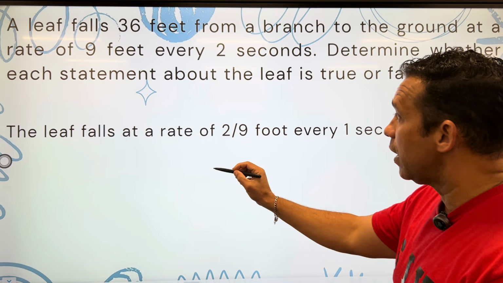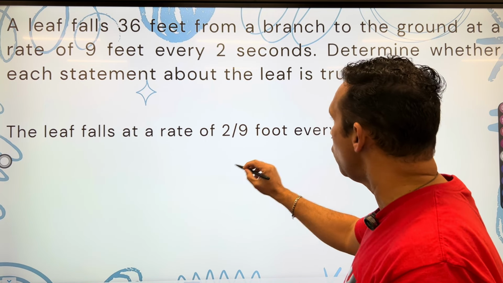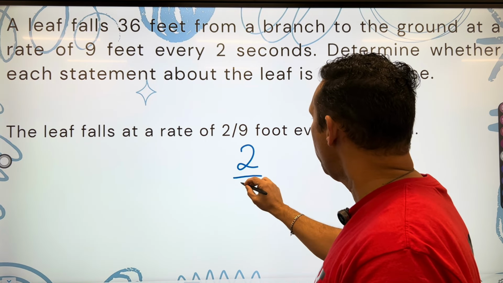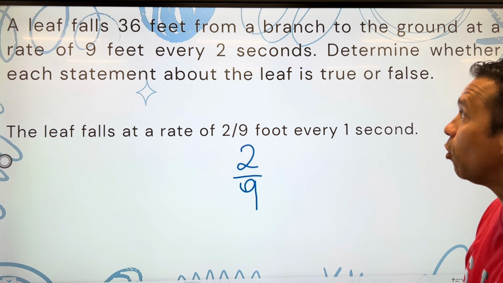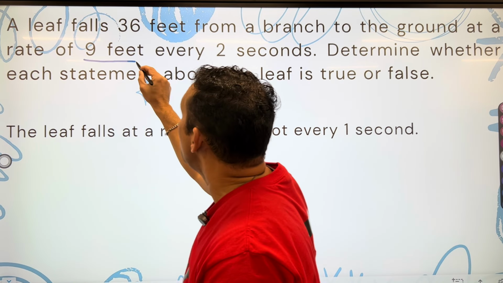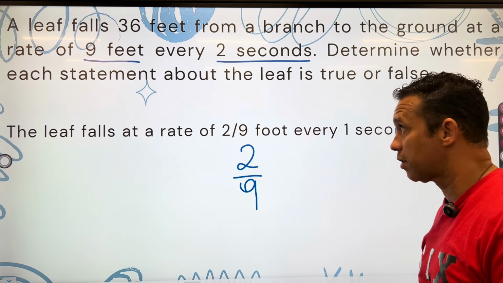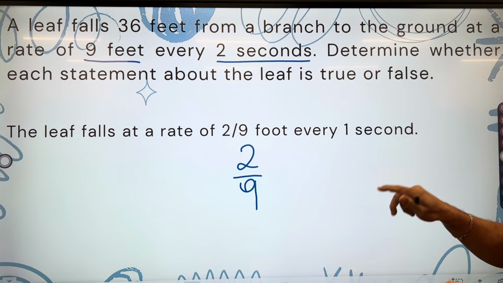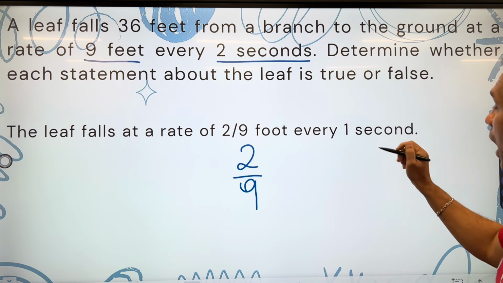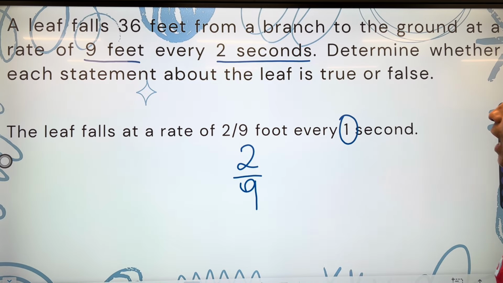It goes down at a rate of 2/9 foot every 1 second. No, no, this is false. Look, it goes 9 feet every 2 seconds. So it is done backwards, but also I'm asking in 1 second, not in 2 seconds. That's false for two reasons.